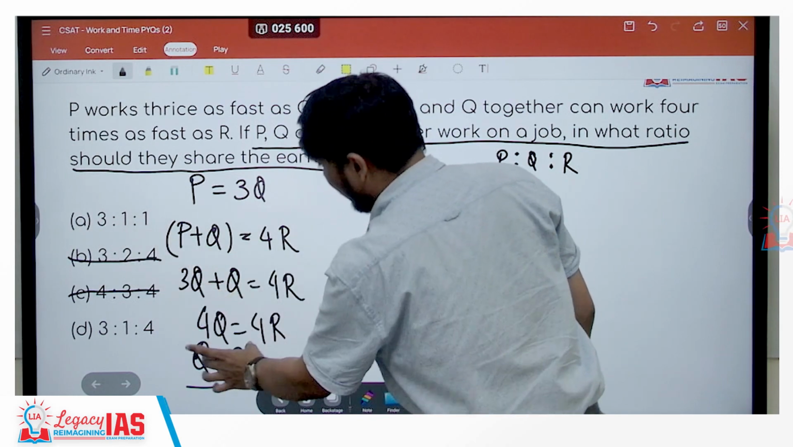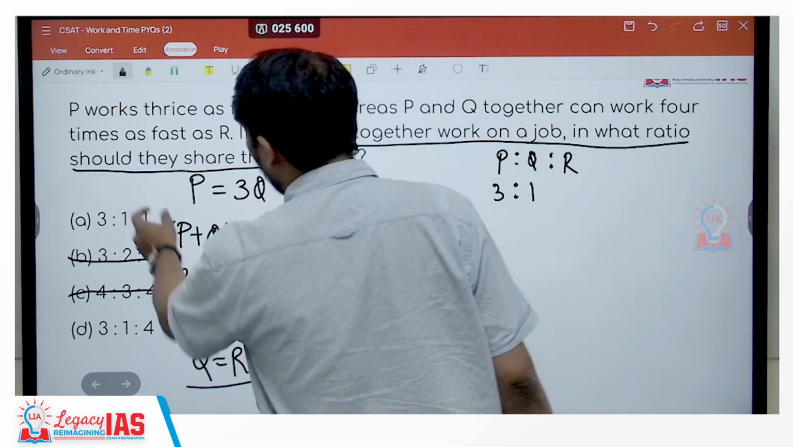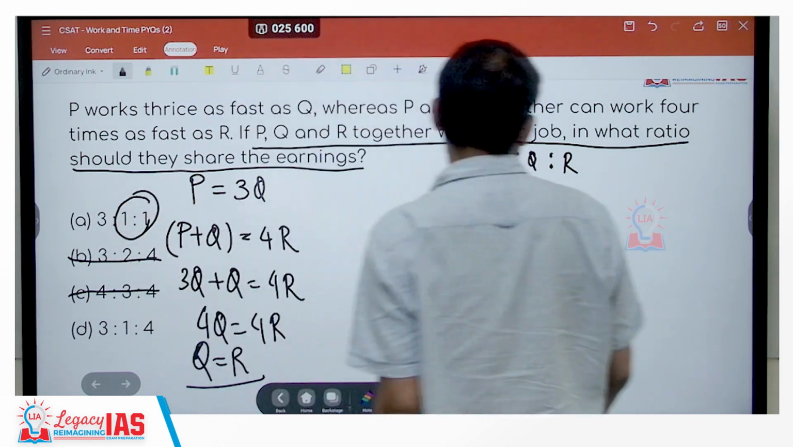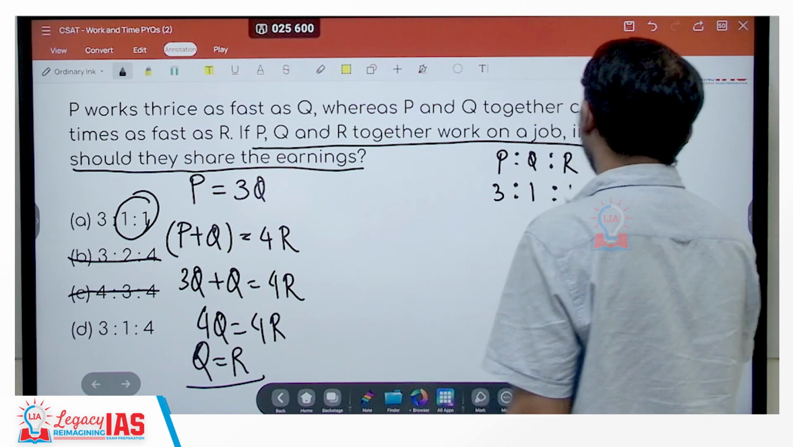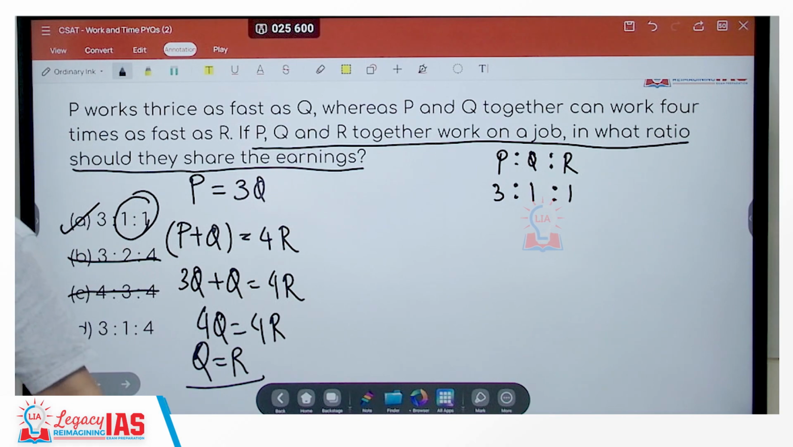So the ratio of their speed is the same. So the ratio of their payment would be the same. And this is the only option wherein it is the same. So it would be 3:1:1. I hope that is absolutely clear.